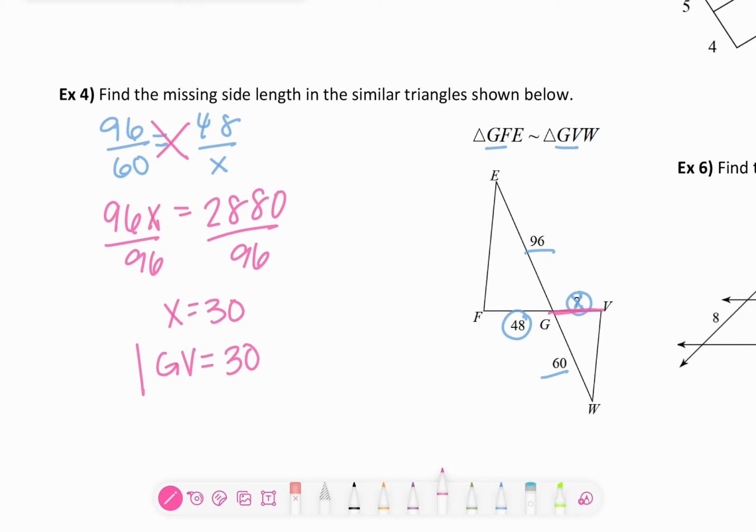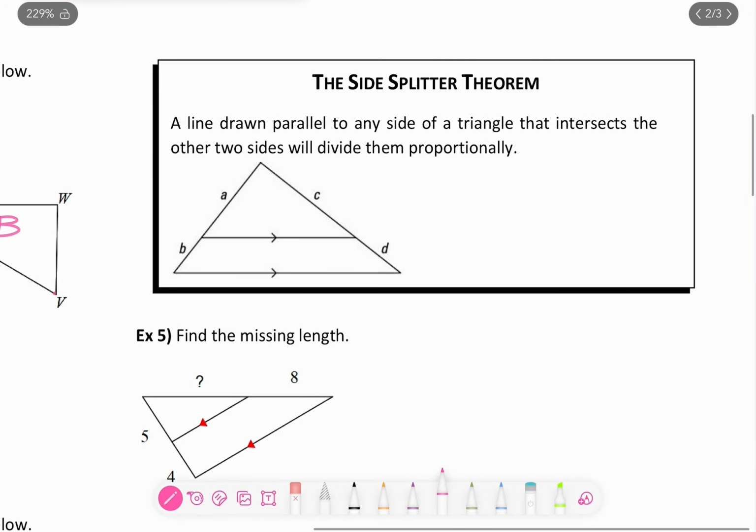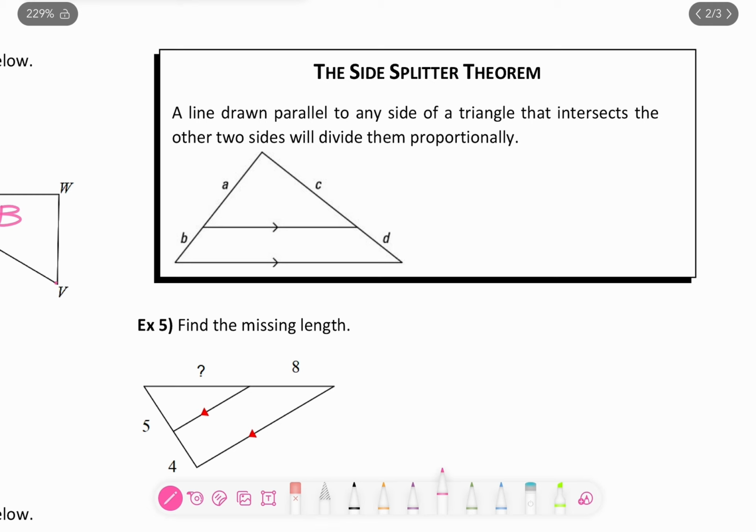Okay, now I do have one more thing that I want to show you guys, and it's a special type of proportion that we can create specifically. So let's look at the side splitter theorem. So the side splitter theorem says this: a line drawn parallel to any side of a triangle that intersects the other 2 sides will divide them proportionally. This is actually true for something that isn't even a triangle, as long as it could be a triangle if we kept going with the sides. And that's going to be true as well for any shape like that.